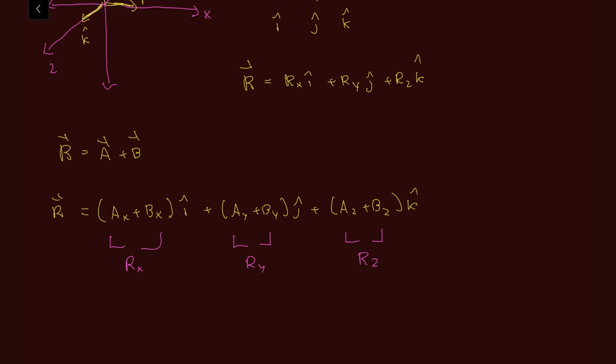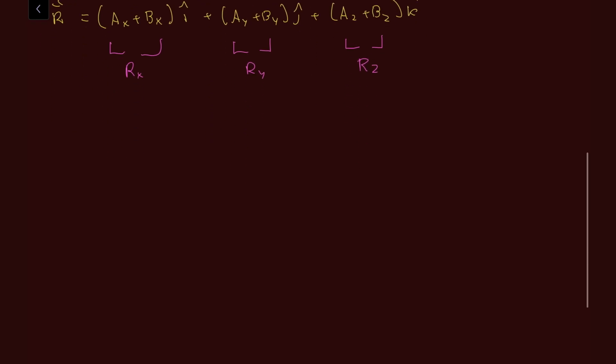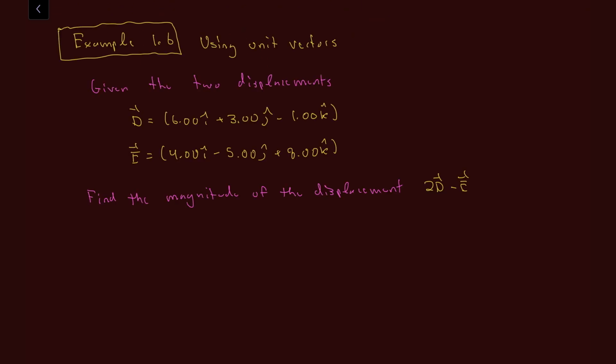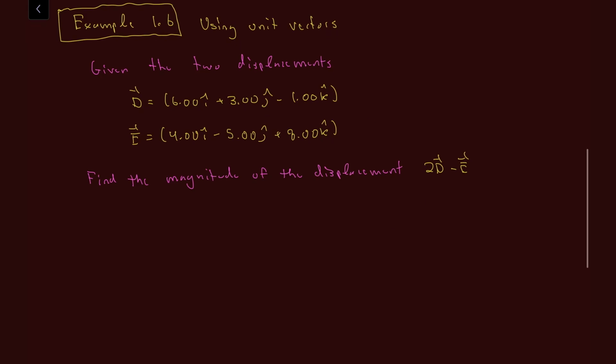So now that we understand this, let's just quickly cover example 1.6. Okay, so here we are at example 1.6, and it goes as follows. Given the two displacements, d and e here, find the magnitude of the displacement 2d minus e. Cool, pretty straightforward. Let's just dive in.